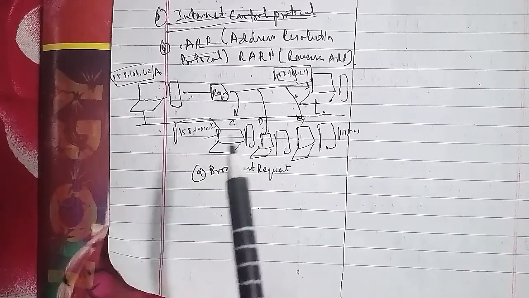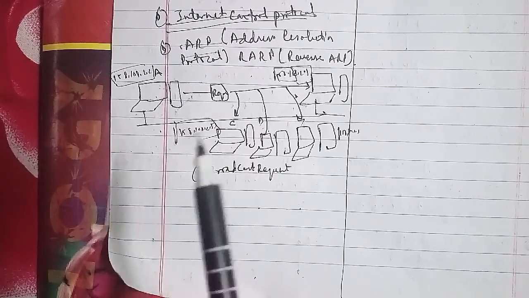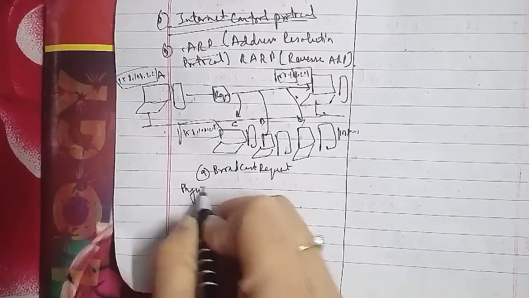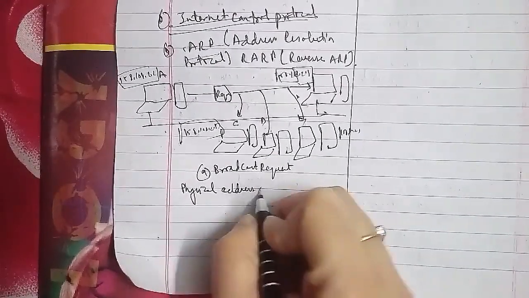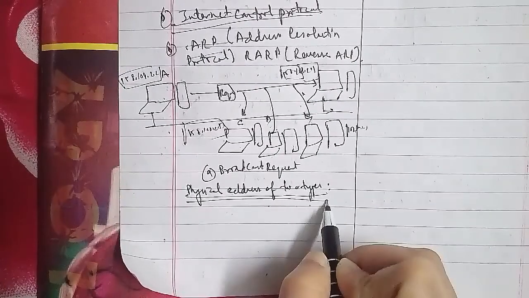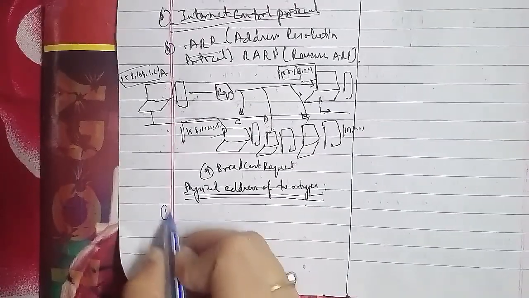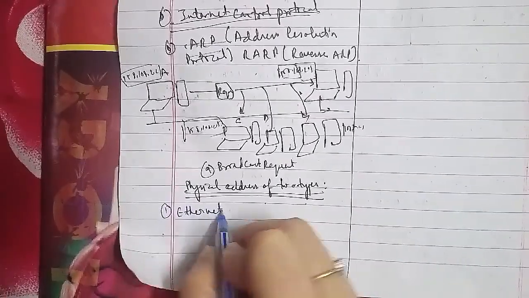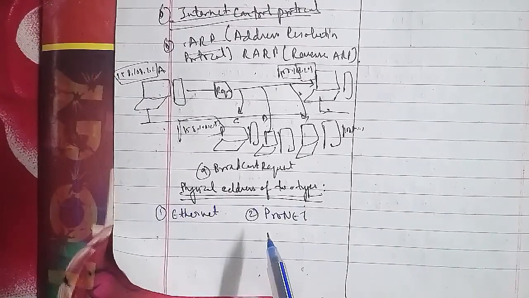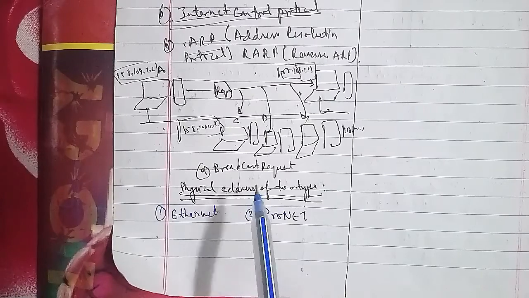Physical addresses are of two types: the first is Ethernet, the second is Proteon. So these were the two physical address types. Let's go ahead with the next point. Ethernet has a large, fixed physical address, and Proteon has a small, easily configured physical address. Address resolution is difficult for networks like Ethernet, but easy for networks like Proteon.